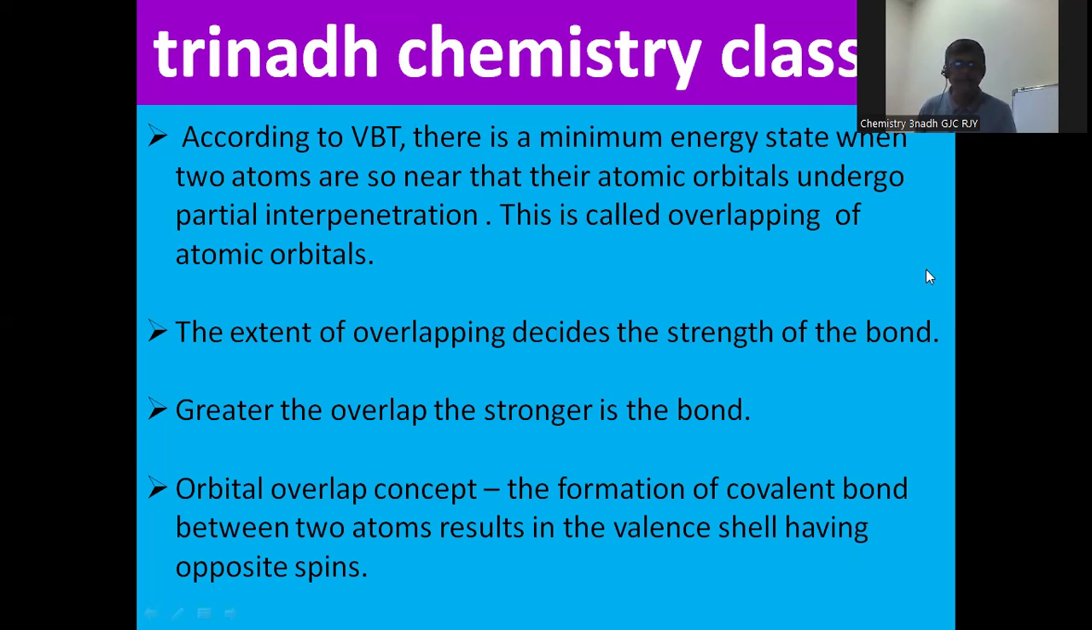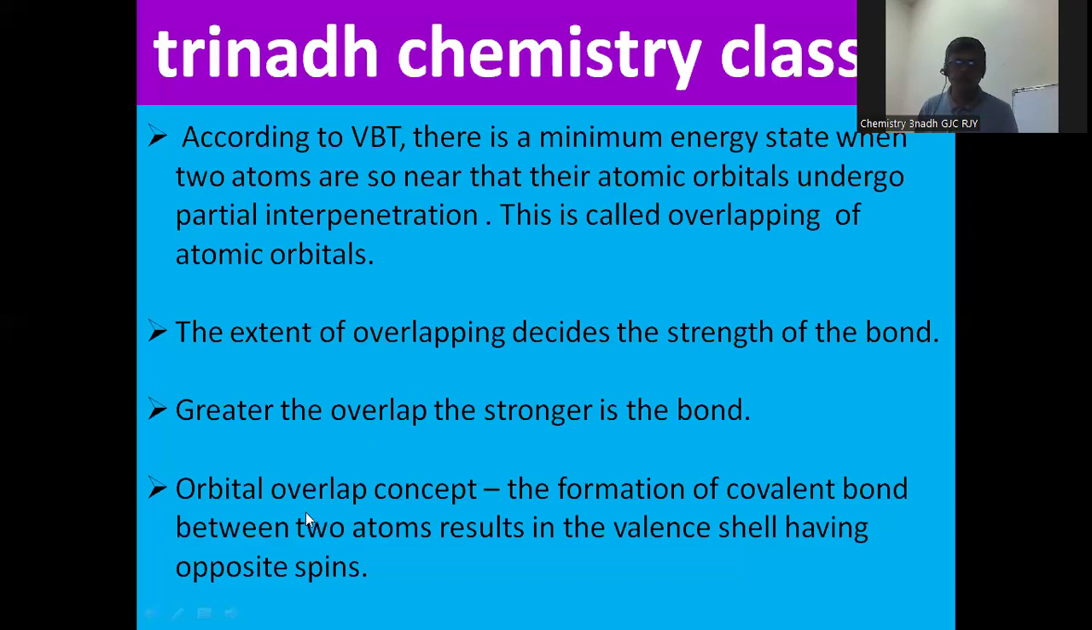And the extent of overlapping decides the strength of the bond. So greater the overlapping of atomic orbitals, stronger is the bond.